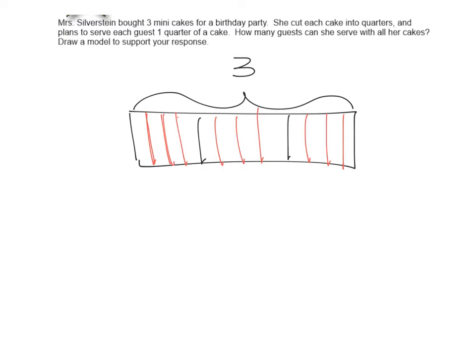So basically what I just showed was 3 divided by 1/4. And to figure out what that equals, we just have to count up our number of pieces of cake. 1, 2, 3, 4, 5, 6, 7, 8, 9, 10, 11, 12. So 3 divided by 1/4 equals 12. So she can serve 12 guests.